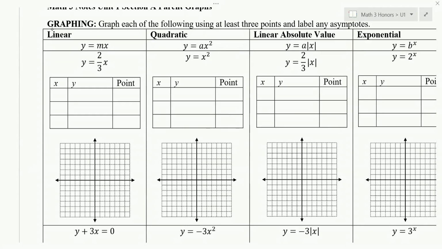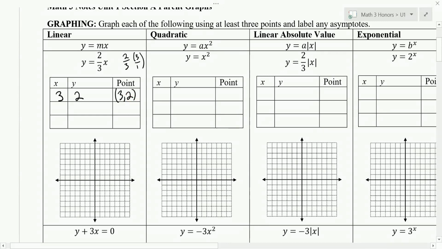3, 2. Okay, so if you plug in 3 for x, we'll get 2 for y, and we can check that out. If you go 2/3 times 3, which is 3 over 1, you can multiply straight across, get 6 over 3, and you reduce that, you get 2. So 3, 2 is a point.